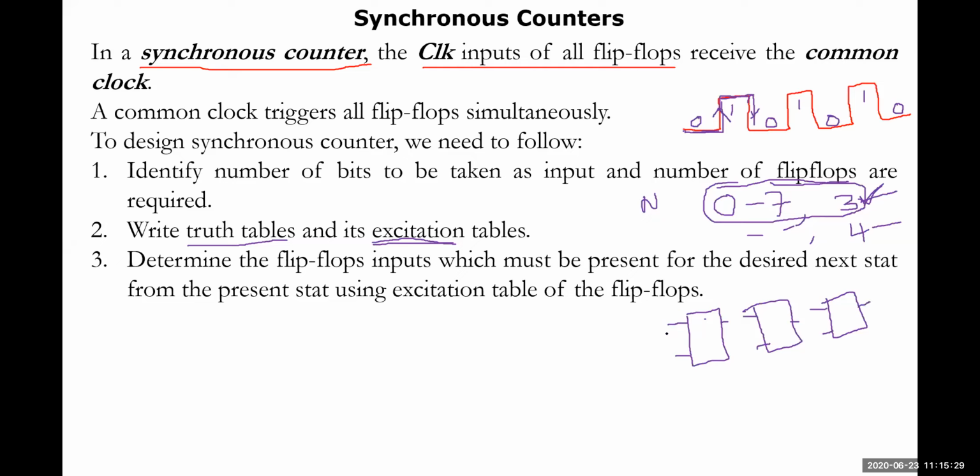So what will the inputs be? You have to identify them from the excitation table. From the excitation table, what are the inputs of each and every flip-flop stage here? Whether J and K will be taken as 0, 0 or 0, 1 or 1, 0, what kind of inputs could be taken, you have to identify. That is step number 3.